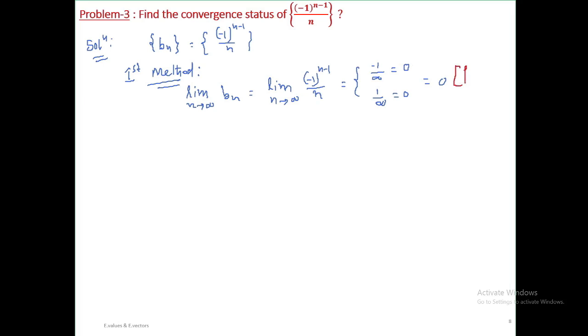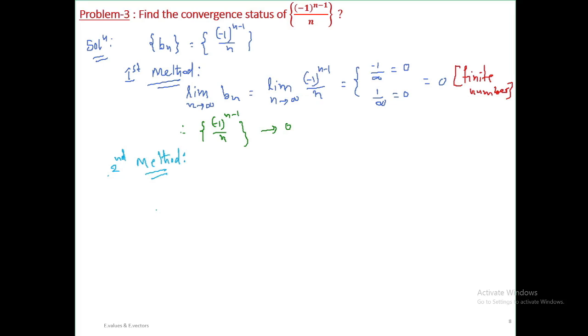So if you are confused with such kind of analysis, then what to do? Simply go straight away to the subsequence method. So you can do it like this also, no problem. So therefore the sequence converges. Conclusion: therefore the sequence minus 1 whole raised to n minus 1 divided by n converges to 0. That's it. And you can do it like this also by the second method, the subsequence method.